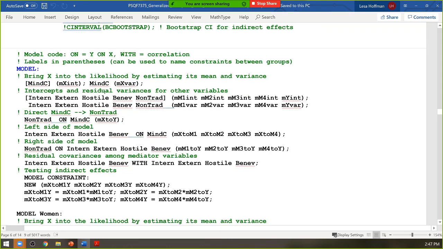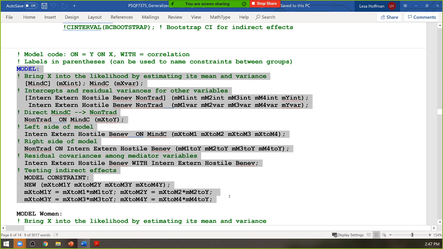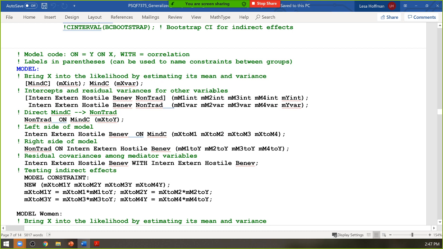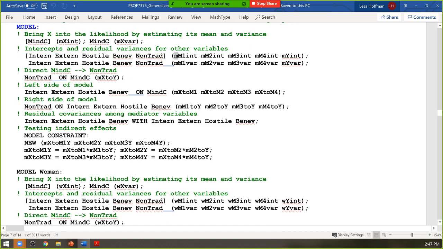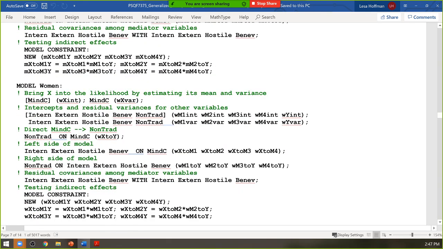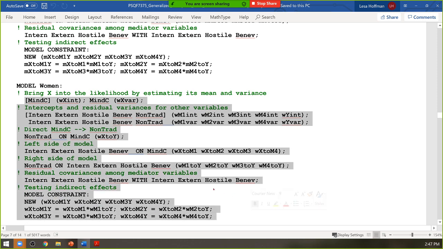So in Mplus, the way that this works is that here's the model statement. And everything is exactly the same as before, with one exception. In front of all of my labels, I have a tiny lowercase m. So each parameter is now male specific. I have a second command that's model women, where everything is exactly the same, but now I have a lowercase w. So everything is female specific in this case, women specific.